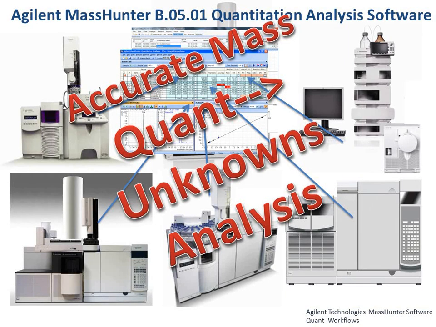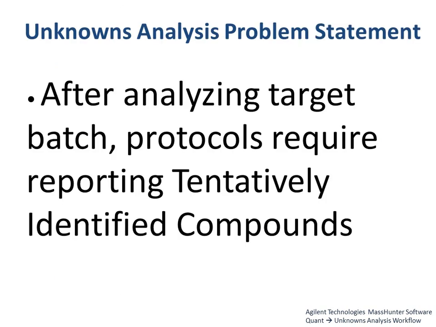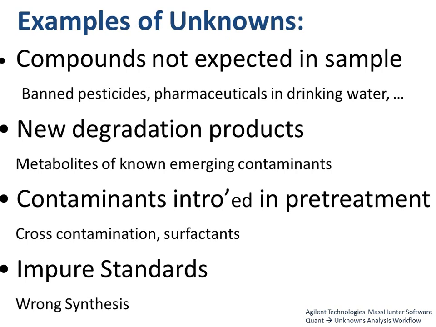Welcome. I'd like to reintroduce you to quant unknowns analysis focusing on accurate mass. This is the seamless integration of quantitation and moving into unknowns analysis. The basic purpose here is to find tentatively identified compounds, sometimes called non-target analysis. And those compounds could include degradation products, contaminants, even impure standards.